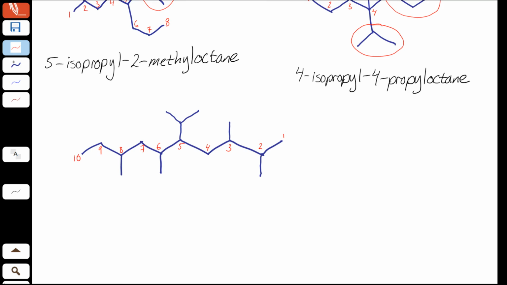All right, so let's name this whole thing out. On carbon 5, we've got an isopropyl group, so that's going to go first, just because of alphabetical order. So 5-isopropyl. And then we have 4 methyl groups at 2, 3, 6, and 8. So we put all those together like this: 2, 3, 6, 8. And the word for 4 is tetra. So tetramethyl decane.